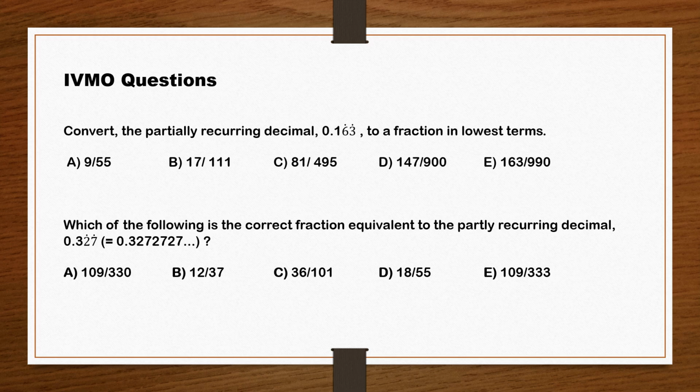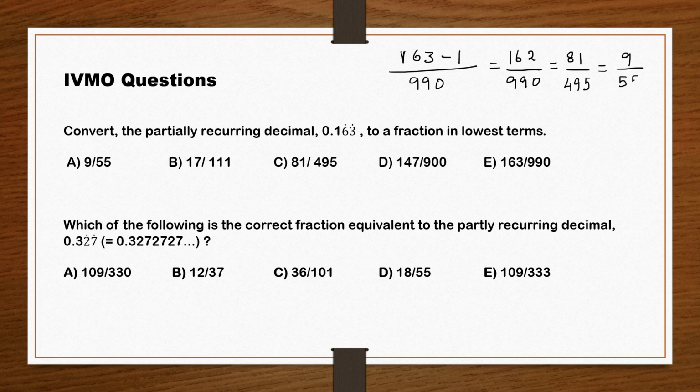Now we try with subtraction. Write the non-recurring part and recurring part. Subtract the non-recurring part, which gives the numerator. For the denominator, two digits are recurring, so two nines, and one digit is not recurring, so put a 0. It gives 162 over 990. Just by observation, we know 2 is a common factor. It becomes 81 over 495. 9 is also a common factor. On further simplification, we get 9 over 55. Option A is the correct answer.